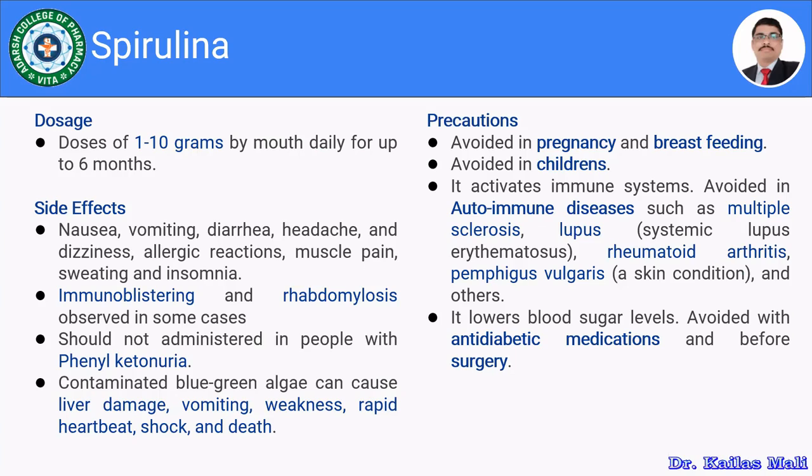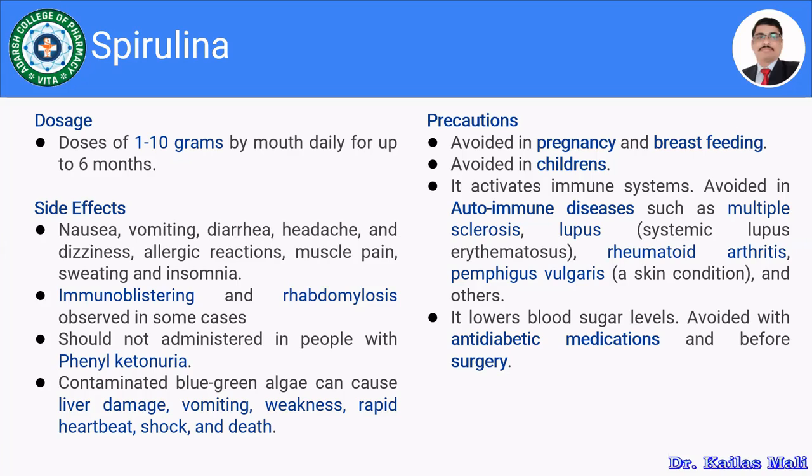Moving towards the side effects of spirulina. Now we came to know that it comprises various micronutrients, vitamins, minerals, and so on. We are getting various good health effects from spirulina. Still, it has certain side effects. It may produce nausea, vomiting, diarrhea, headache, dizziness, allergic reactions, muscle pain, sweating, and insomnia. So these are some of the common side effects of spirulina.